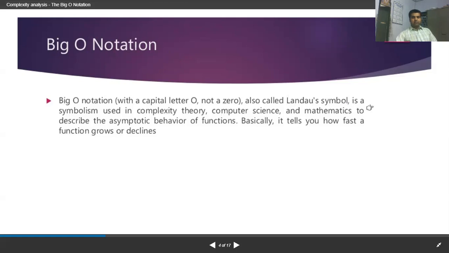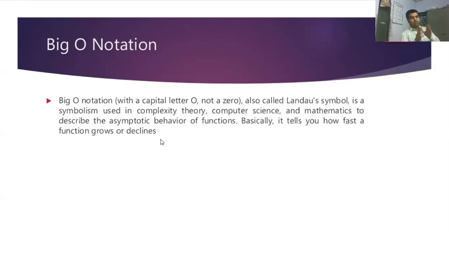Okay, so Landau symbol is a symbolism used in complexity theory, computer science and mathematics to describe the asymptotic behaviors of functions. Basically it tells you how fast the function grows or declines. Every result has to go through certain procedures, certain modules or certain functions. Just like addition is a function, multiplication is a function. So every output is obtained from a process, and every process goes through a function.